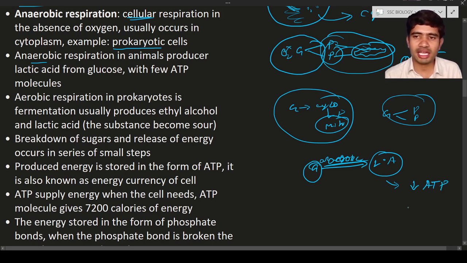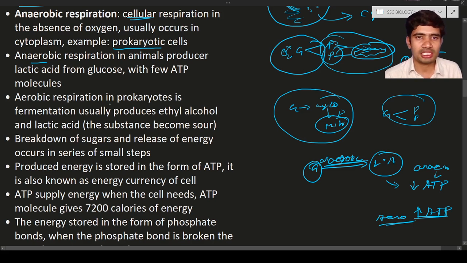If you compare with aerobic respiration, more ATP is produced in aerobic respiration. In anaerobic respiration, less ATP is produced. That is the only difference between aerobic and anaerobic respiration.